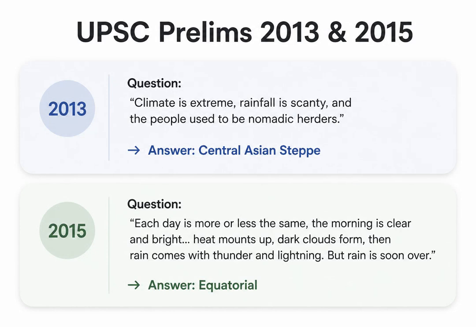Let's look at two descriptive questions. In 2013, the prompt was, climate is extreme, rainfall is scanty, and the people used to be nomadic herders. Extreme climate with scanty rain defines the steppe, and nomadic herding is historically tied to the Central Asian steppe. In 2015, a passage described clear mornings, followed by mounting heat, dark clouds, and a short spell of afternoon thunderstorms. This daily cycle of convectional rainfall is the chief characteristic of the equatorial rainforest region.